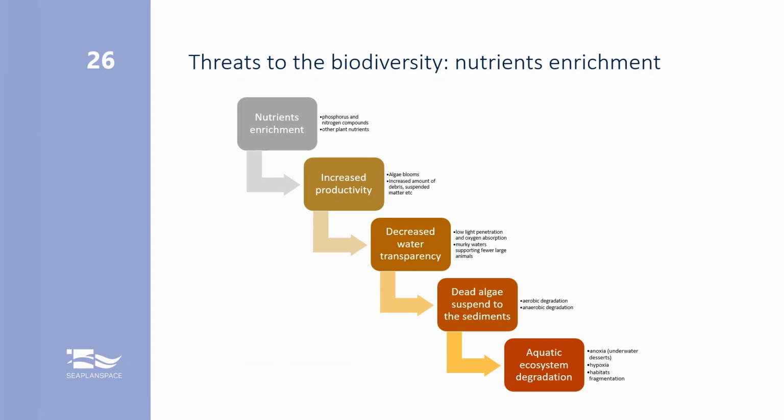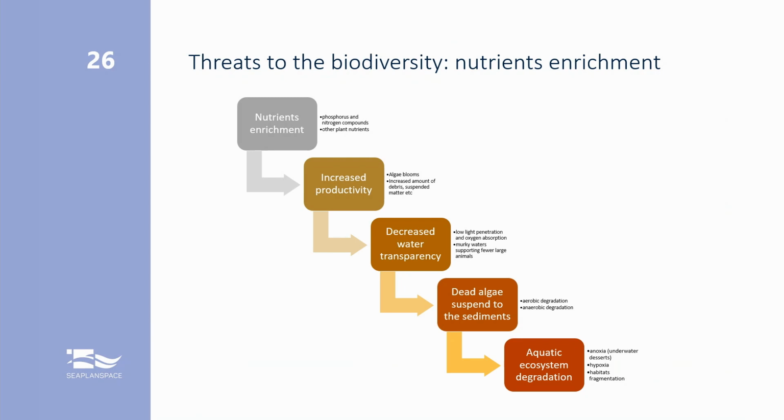And that can be not only directly phosphorus and nitrogen components, but also something called cultural eutrophication, when human water pollution speeds up. And here we also have detergents, fertilizers, and other nutrient sources which are entering the ecosystem directly. More nutrients increase primary production, and here we have a phenomenon called algae bloom. Algae bloom basically increases the amount of debris and suspended matter. Algae bloom is a short phenomenon. During the bloom, water transparency is decreased.